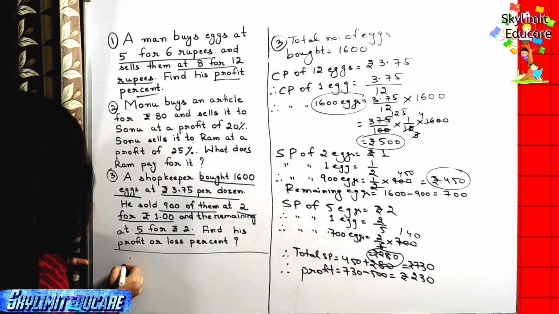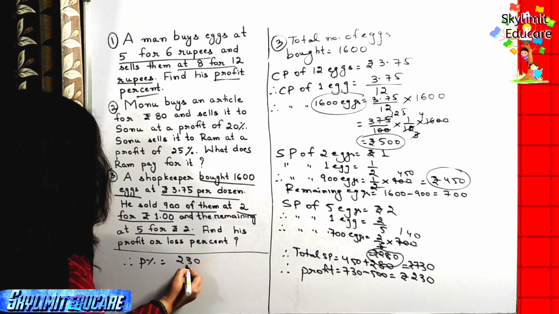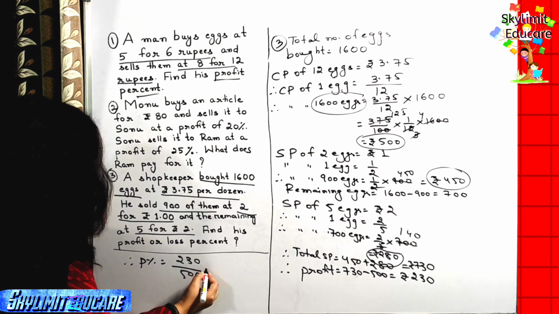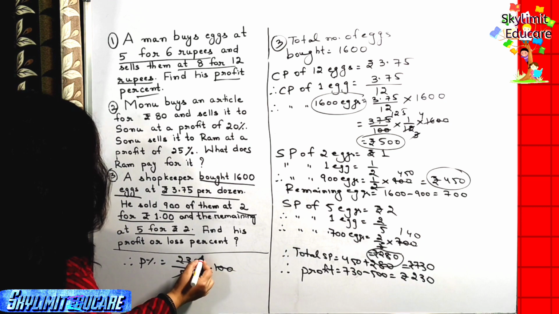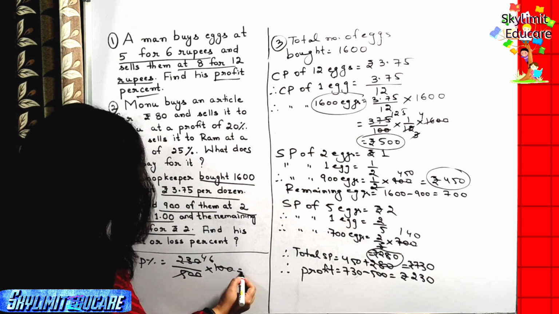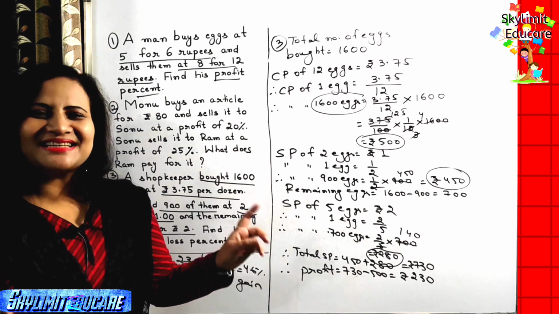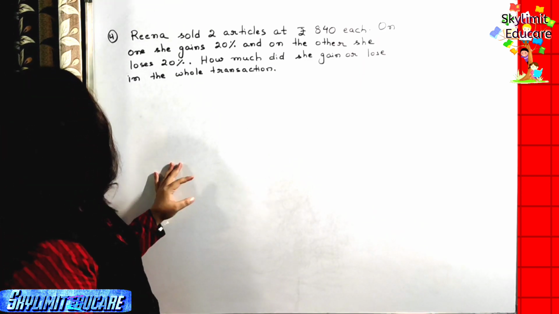So therefore profit percent is profit by the cost price of 1600 eggs, multiplied by 100. So that gives us 46% gain or profit, whatever. Okay, I think the idea is getting clear with you all. So now let's come to the next question.